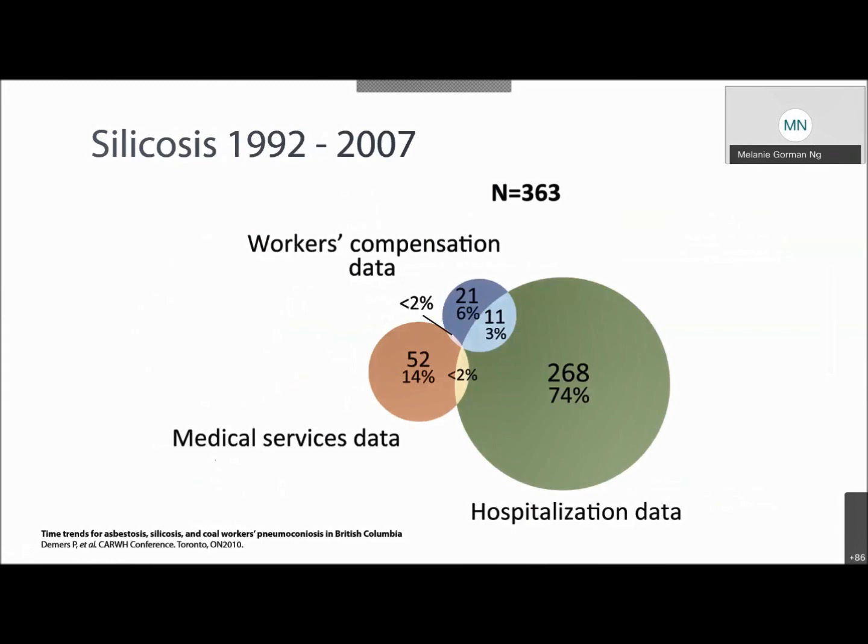It's hard to get at exactly how many people have silicosis related to construction work, because the record keeping is not great. But from putting together hospitalization data, medical services data, and workers' compensation data, there were 363 cases in this time period, 1992 to 2007, and very, very few of them were recorded in the workers' compensation data. So there may be more than we would think just from looking at workers' compensation data.